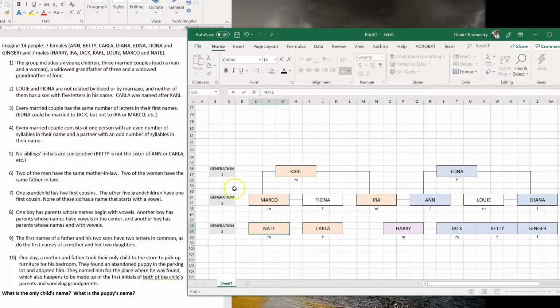One day, a mother and father took their only child, Harry, to the store to pick up furniture for his bedroom. They found an abandoned puppy in the parking lot and adopted him. They named him for the place where he was found, which also happens to be made up of the first initials of the child's parents and surviving grandparents, K, I, A, and E. Furniture for the bedroom. The puppy's name is pretty clear, and you have solved the puzzle.